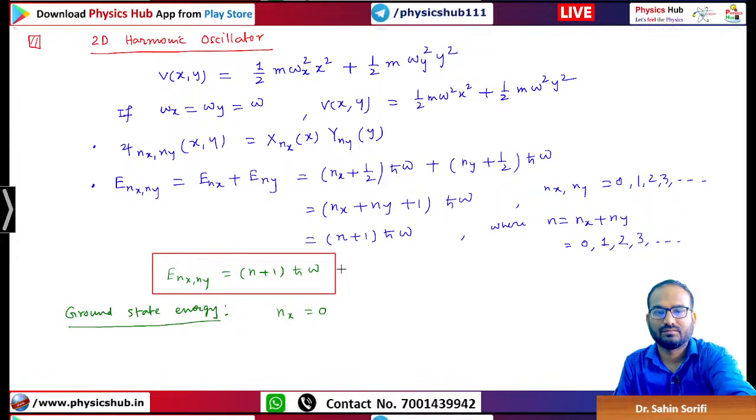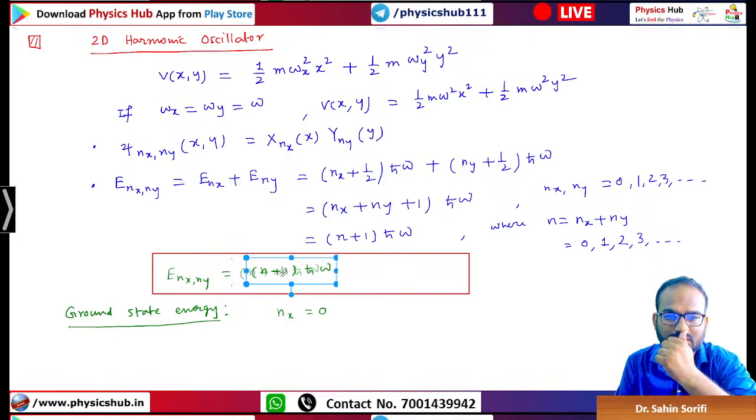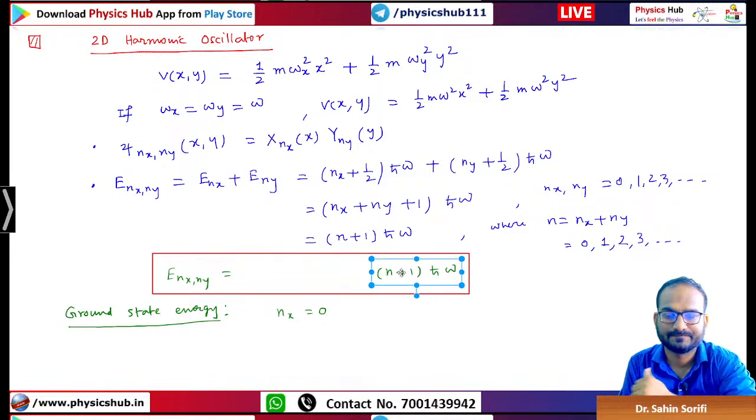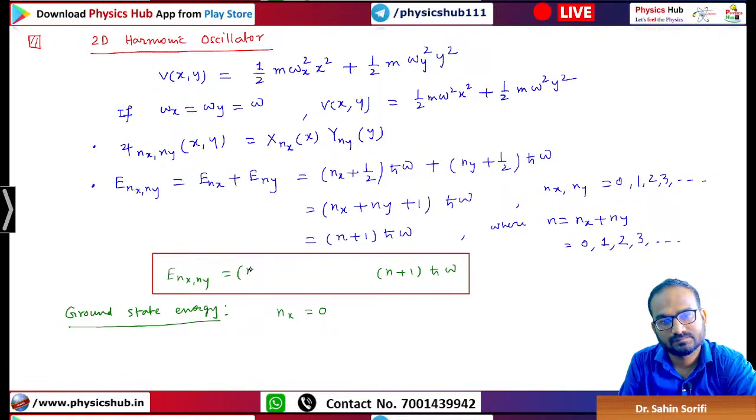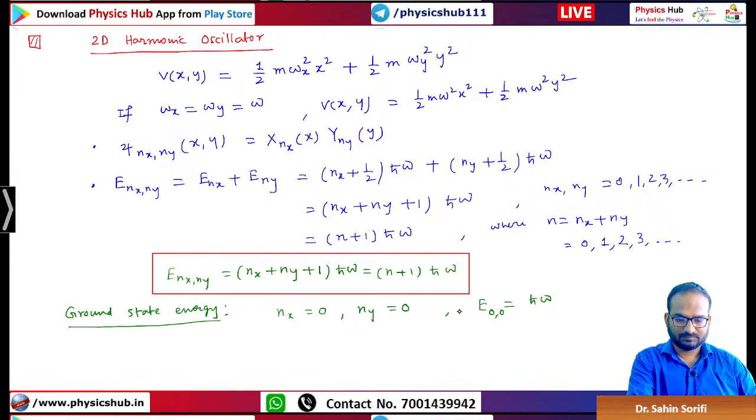We should write it in this way: nx plus ny plus 1 times h cut omega is equal to n plus 1 times h cut omega. So if nx is equal to 0 and ny equal to 0, this gives you the ground state. Let's say I'm writing E0 is equal to E00. This is equal to how much? h cut omega.